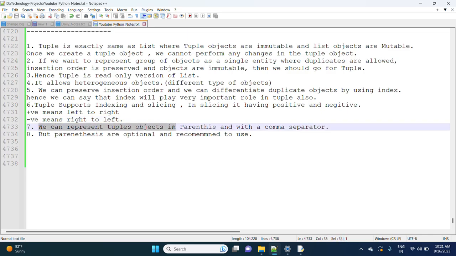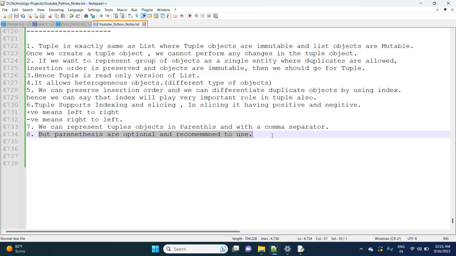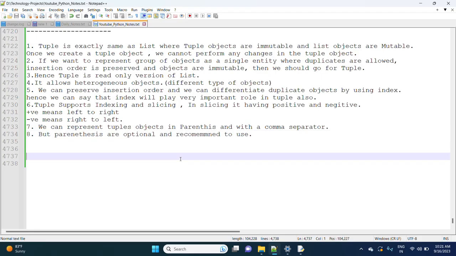We can represent tuple objects in parentheses and with a comma separator. Next, parentheses are optional but recommended to use.